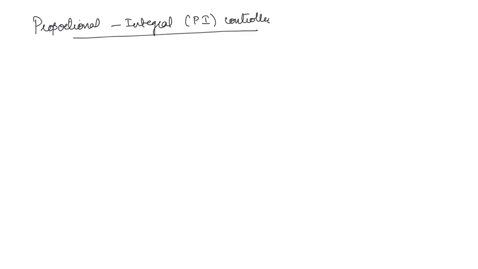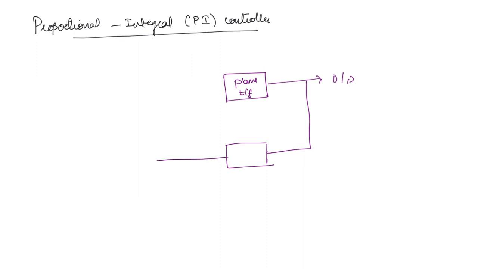Next we have the proportional integral controller, abbreviated as PI. Here you have a proportional as well as an integrator block. There is a plant transfer function in the forward path, here you have the output, and here you have the feedback path. The input is compared with the feedback signal. Here you have a proportional controller, which we can take as some Kp, and in parallel we have the integrator, which we can take as Ki by S. Both will be added.